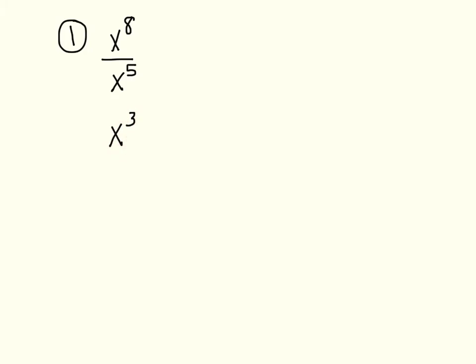Example number 2. Y to the 9th divided by y to the 9th. 9 minus 9 gives you 0. Anything to the power of 0 is 1. That's why anything divided by itself is 1.